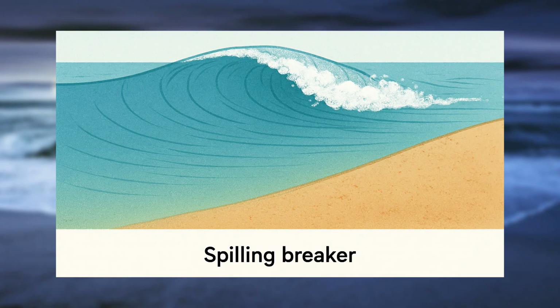Spilling breakers are gentle waves that form when the seafloor rises slowly towards the shore. Because the slope is smooth and gradual, the wave does not crash suddenly. Instead, the top of the wave slowly becomes unstable and soft white foam gently spills down the front. These waves break for a longer time and look calm and rolling. They are the safest and softest type of breaking waves and are commonly seen on wide, gently sloping beaches.